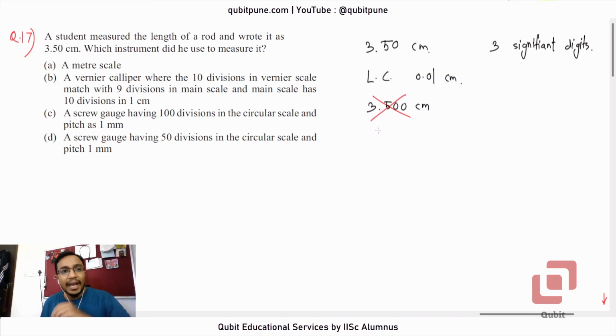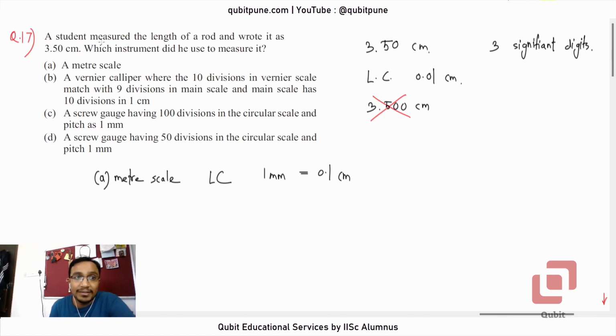Okay. Now, can a meter scale have a least count of 0.01 centimeter? What is the least count of a meter scale? No, 1 millimeter. Right? 1 millimeter is the least count, or a tenth of a centimeter. Is that clear for a meter scale? Which means the answer should have been 3.5 had he used a meter scale to measure it. Make sense? And not 3.50. Okay, let's go to B now.